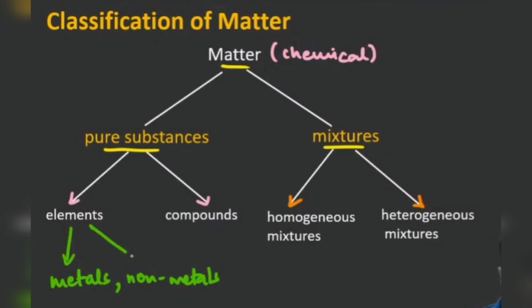Do you know the names? Yes, pure substances and mixtures. These pure substances are again divided into elements and compounds. What about mixtures? Do you have any idea? Mixtures can be divided into, yes, homogeneous mixtures and heterogeneous mixtures. These are the classification of matter.